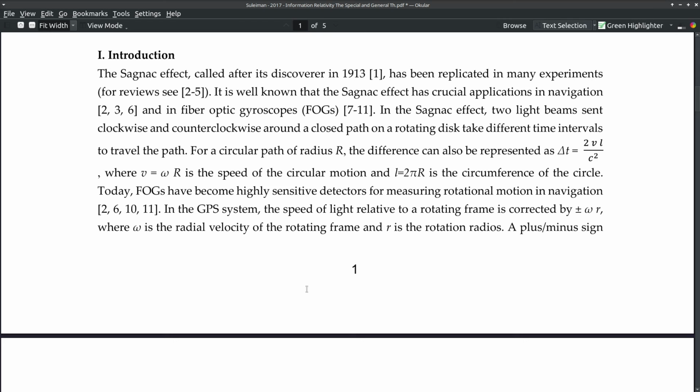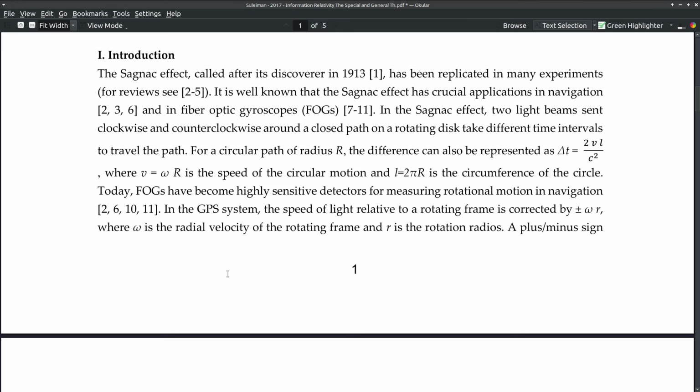It is well known that the Sagnac effect has crucial applications in navigation and in fiber optic gyroscopes. In the Sagnac effect, two light beams sent clockwise and counterclockwise around a closed path on a rotating disk take different time intervals to travel the path. For a circular path of radius r, the difference can be represented as delta t equals 2νL over c squared. Oh, that is nu? Okay. Nu equals omega r is the speed of the circular motion, and L equals 2 pi r is the circumference of the circle. Today, fiber optic gyros have become highly sensitive detectors for measuring rotational motion in navigation.